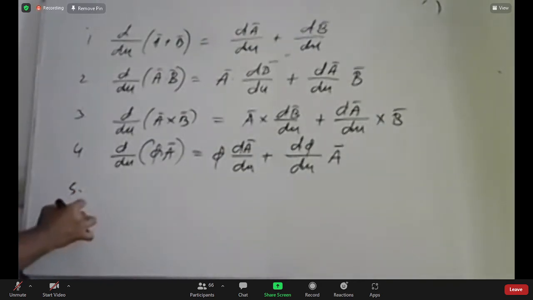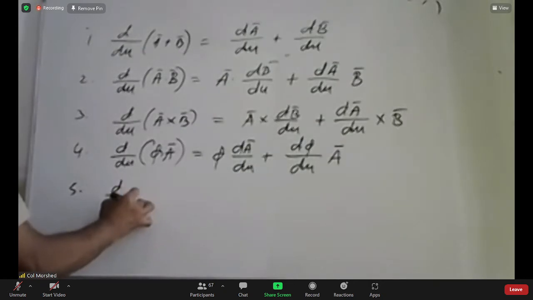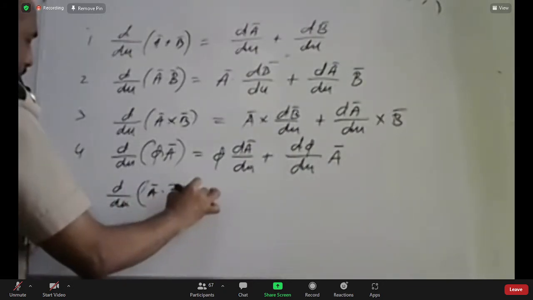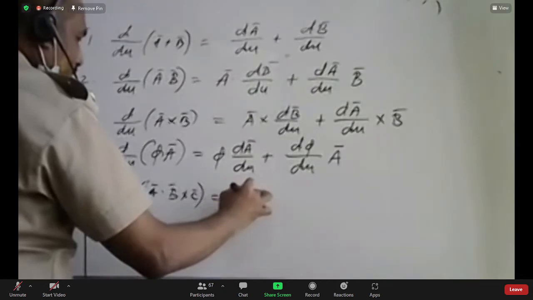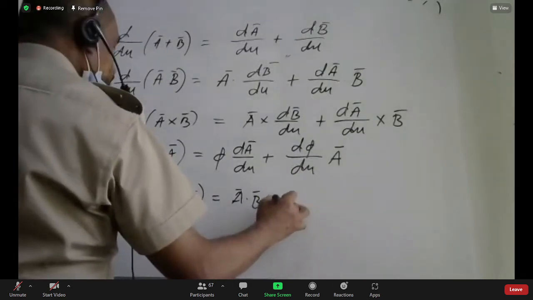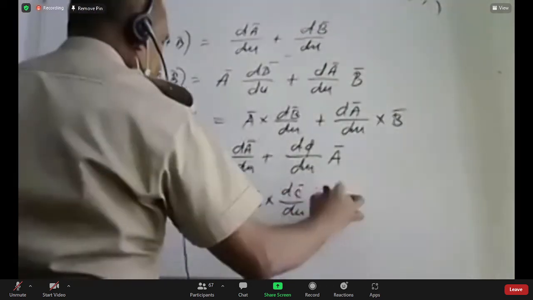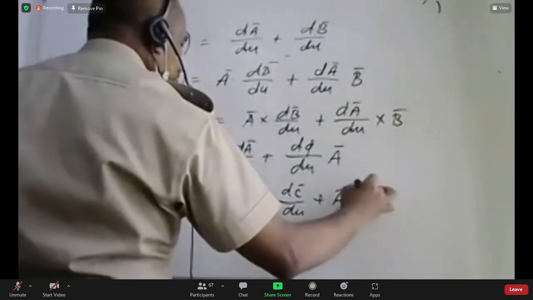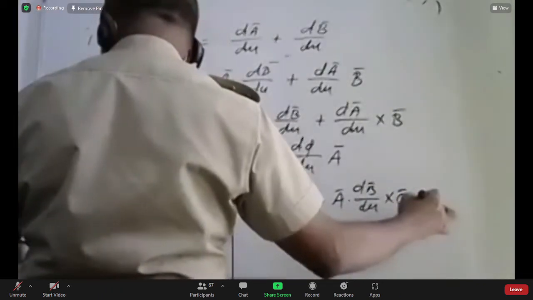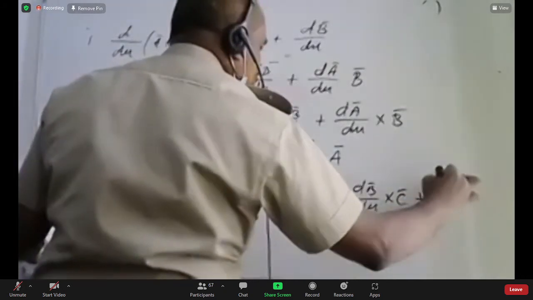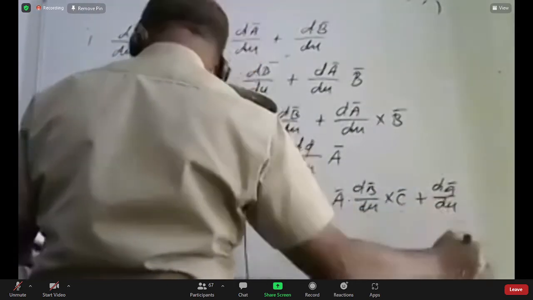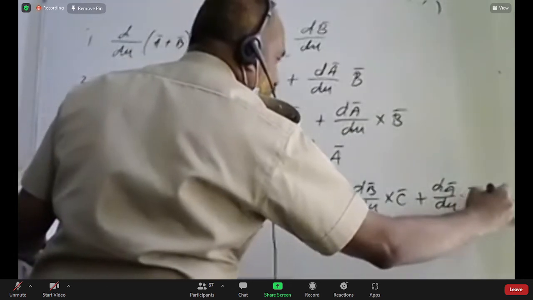Another thing is d/du of A dot B cross C. A dot B cross C derivative is equal to A dot B cross dC/du plus A dot dB/du cross C plus dA/du dot B cross C. You have to remember all this.